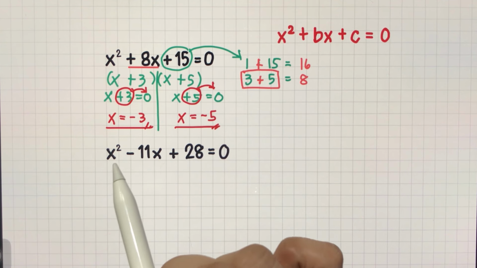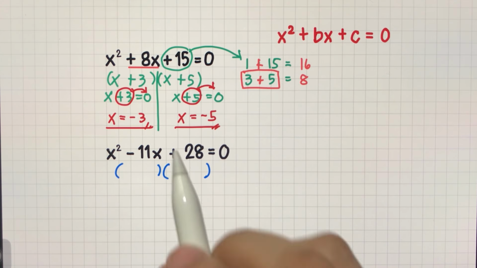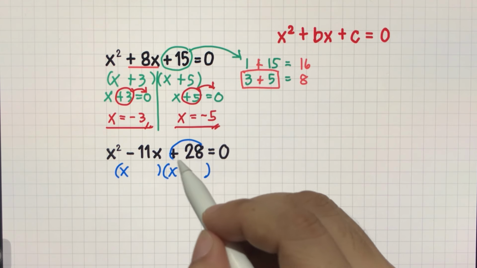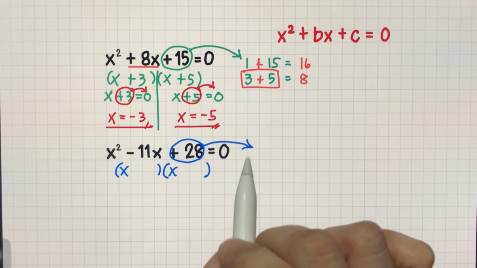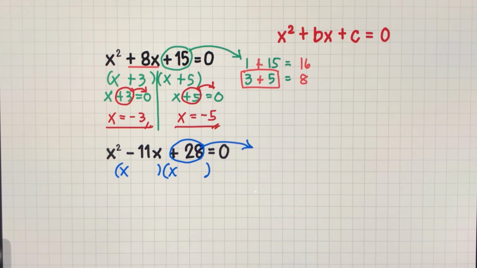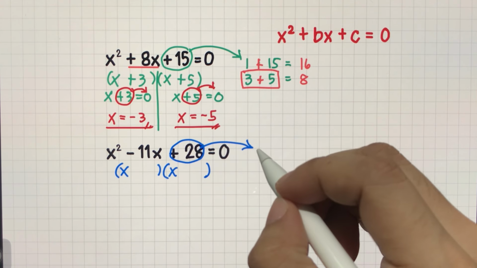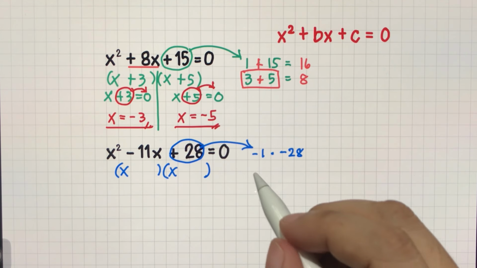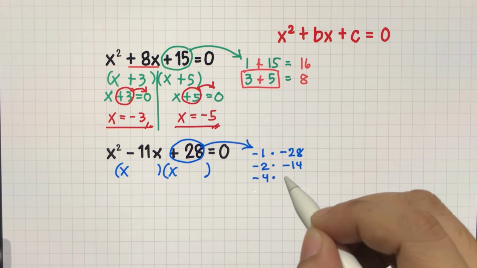Another example. We have x squared minus 11x plus 28 equals 0. The factors are two binomials. First term will be coming from x squared, so that's x and another x. Second terms will be coming from positive 28. And we'll just get the factors of positive 28. But since the middle term is negative, then it means the factors that we're gonna use are also negative. So to get a positive product, the two factors must be both negative. So instead of writing 1 times 28, we'll be having 1 times negative 28. And aside from that, we have negative 2 times negative 14 and negative 4 times negative 7.